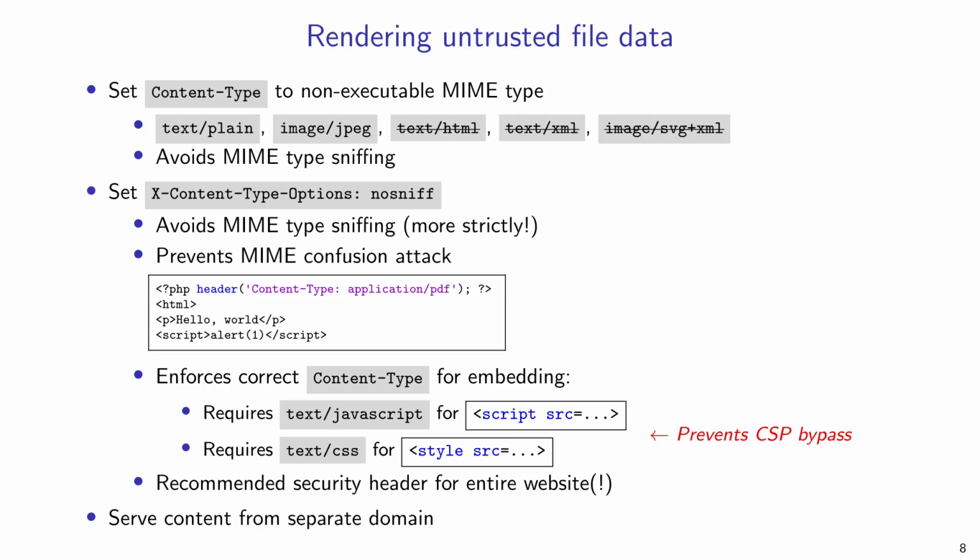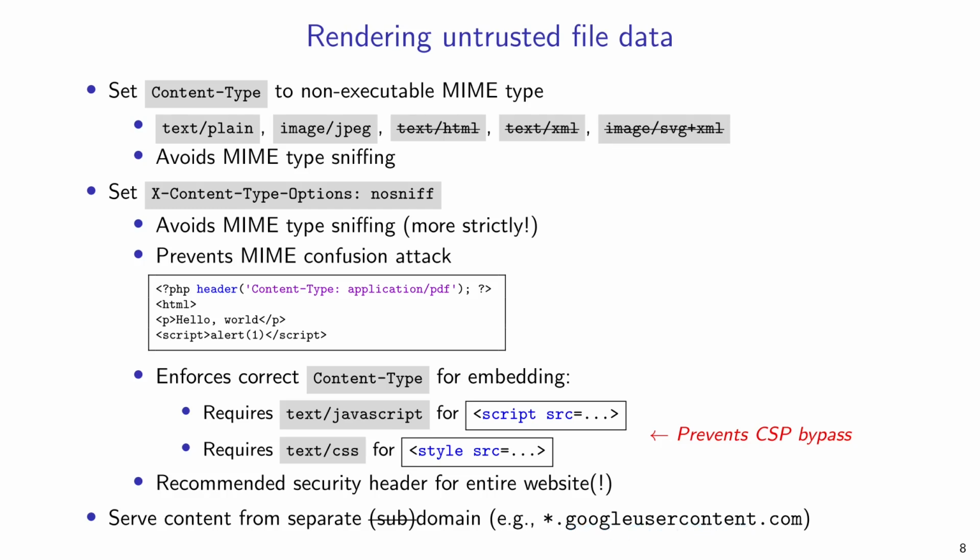And as a final measure, if possible, it is a good idea to serve untrusted file data from a separate domain. This way, if something fails and malicious content gets executed, it would run in the context of a different security origin and would not be able to attack our website. One example of this is Google, where user content is served using the googleusercontent.com domain.